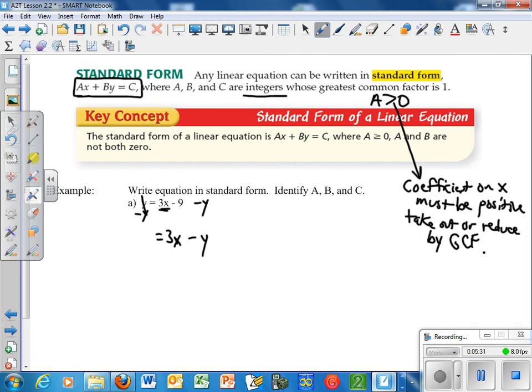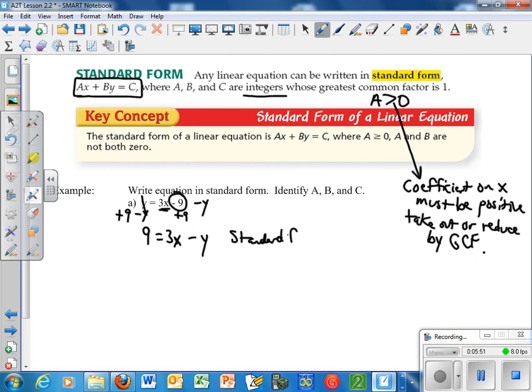And now I want to get rid of this. I don't want the minus 9 on this side anymore. I want to get that to the other side, your constant term or your number term. So I want to add 9. So I'll have 9 is equal to 3x minus y. This is now in standard form.